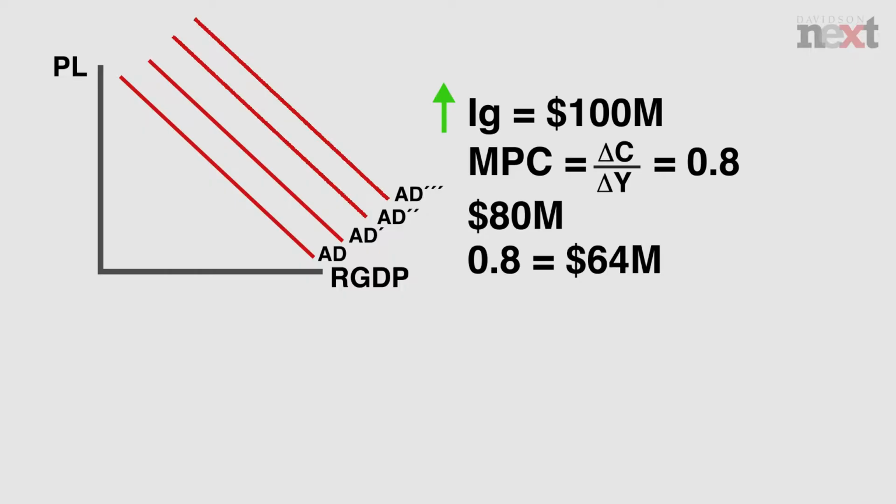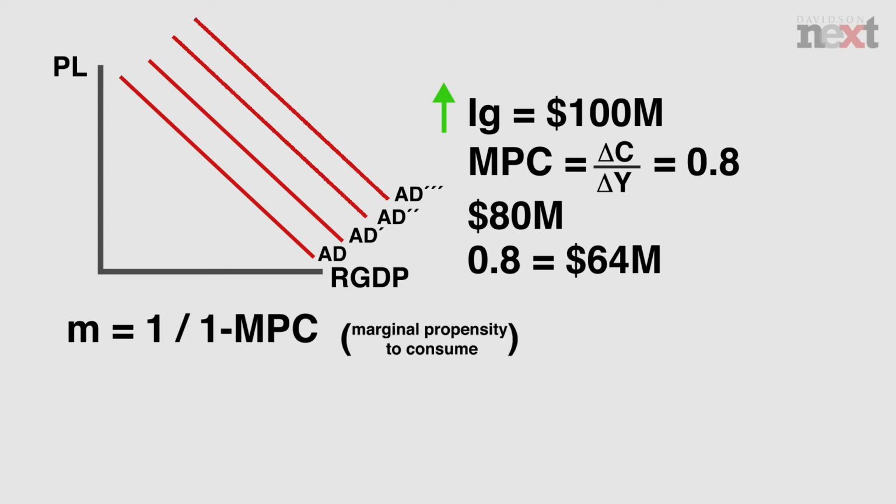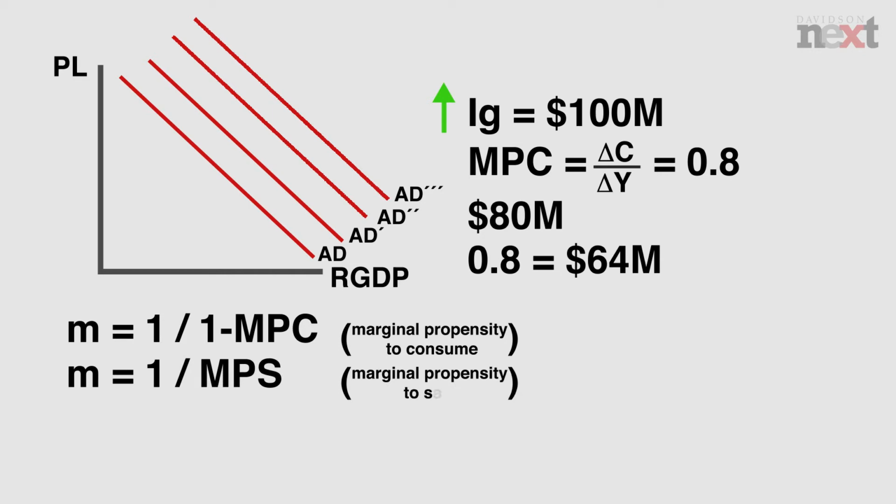And we have a formula for this called the multiplier. The multiplier is equal to M equals 1 over 1 minus the marginal propensity to consume. Or we can do a little algebra and say the multiplier is equal to 1 over the marginal propensity to save. In this case, that would be equal to 1 over 0.2, or 5.